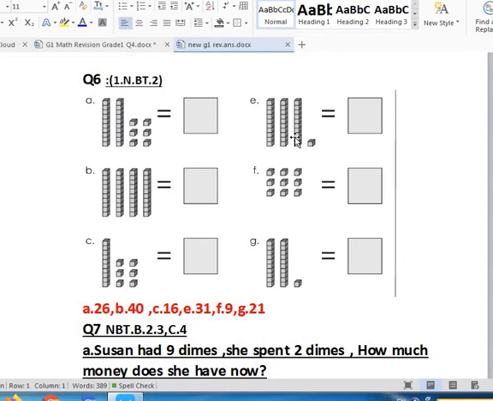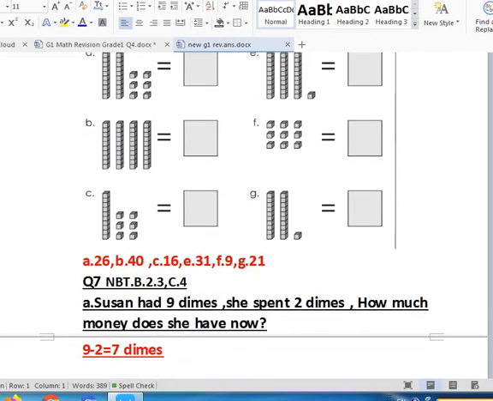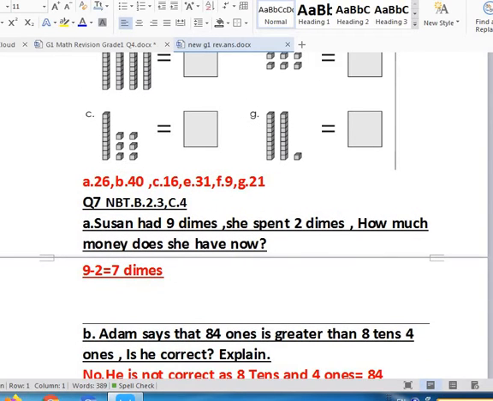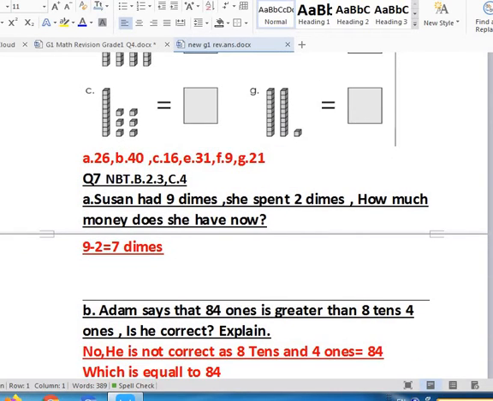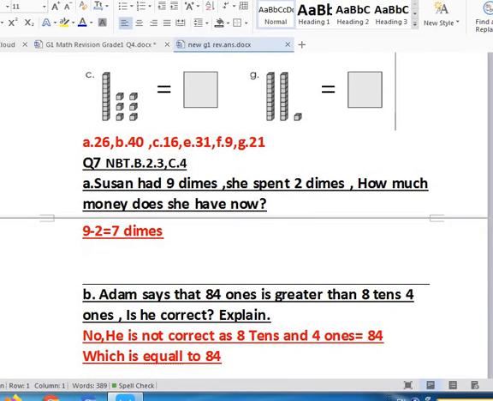Here I have 3 tens. Do you remember, Rafif? 3 tens means 30. 30 plus 1, 31. Okay, and so on. Here, Susan had 9 dimes. She spent 2 dimes. How much money does she have now? She had 9 and she spent 2. The remaining, do you remember? Remaining: 9 minus 2 will give me 7 dimes.